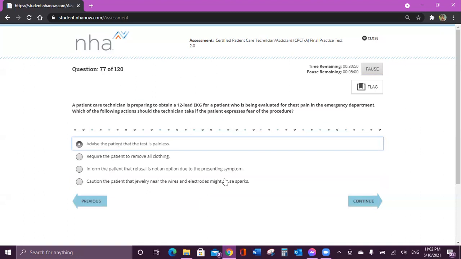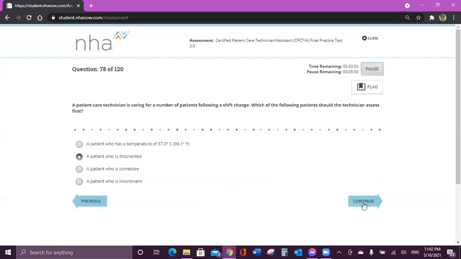Yes. A patient care technician is caring for a number of patients following a shift change. Which of the following patients should the technician assist first? A patient who has a temperature of 91, a patient who is disoriented, a patient who is comatose, a patient who is incontinent.